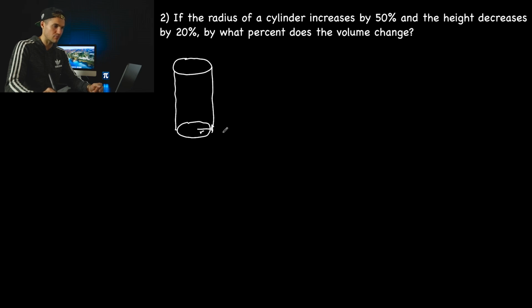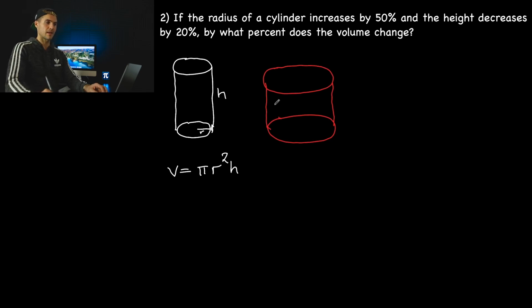So let's say that we have a radius r, and then there's the height of the cylinder, which is h, like that, right? So this is our original cylinder. And if a cylinder has a radius of r and a height of h, the volume expression for it is pi r squared h, like that, right? So that's going to be the volume of our original cylinder. Okay, so now what we're told is that the radius of the cylinder is going to increase by 50%, but the height's going to decrease by 20%. Okay, so we're going to have a larger radius and a smaller height.